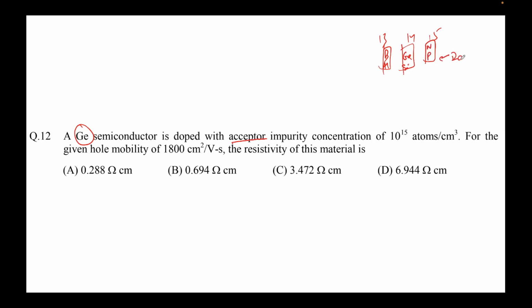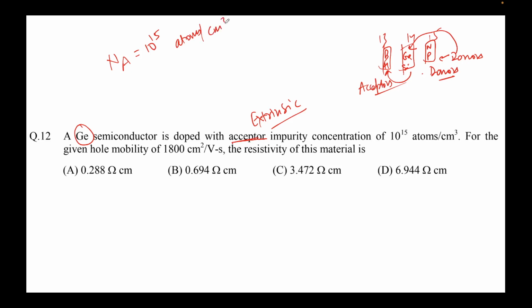Group 15 impurities are called donors because they donate electrons to group 14. Group 13 impurities are called acceptors because they accept electrons from group 14. Now a germanium semiconductor is doped with acceptor impurity. This implies it's an extrinsic semiconductor, no more intrinsic. We have been given Na equal to 10 to the power 15 atoms per centimeter cube.